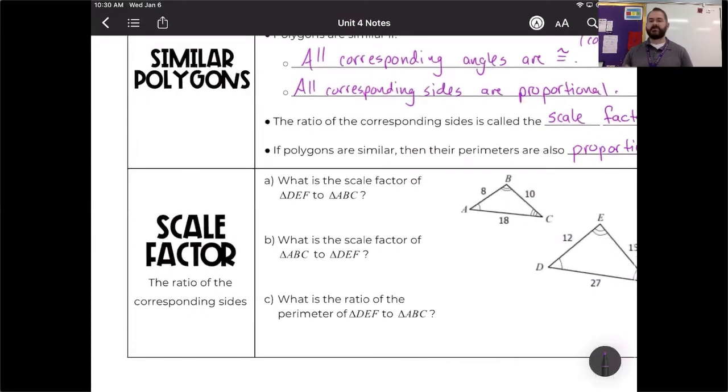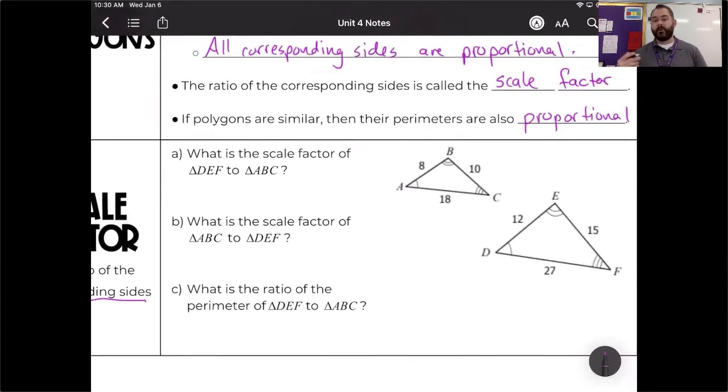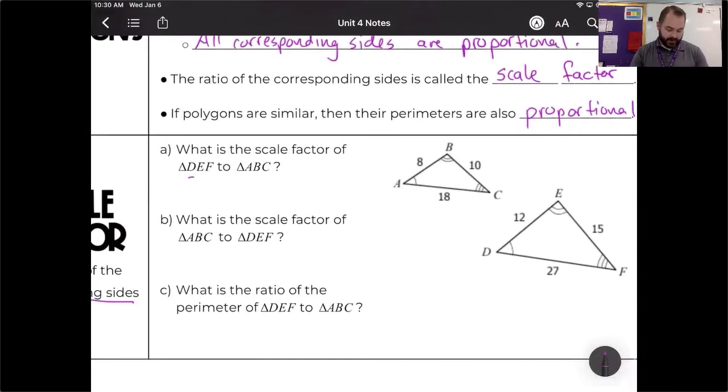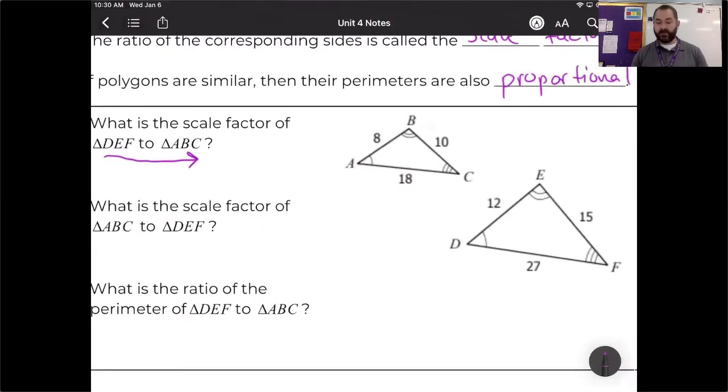So let's first identify some scale factor problems. The scale factor is the ratio of the corresponding sides. Now, the order in which we compare these is very important. We want to match up corresponding sides, and we can do that by understanding the length measurements and how they correspond to the other length measurements and how they're related. So when it says what is the scale factor of triangle DEF to ABC, we need to follow that order. That's big to little. You can tell triangle DEF is bigger than triangle ABC, so that is important for us to follow.